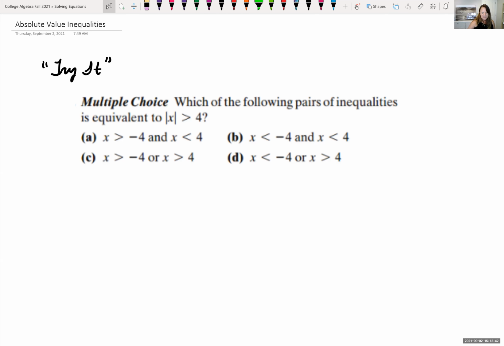So take a moment, see if you can figure out which is true for that inequality. And then I'll turn back on the video. I'm going to pause for a second.